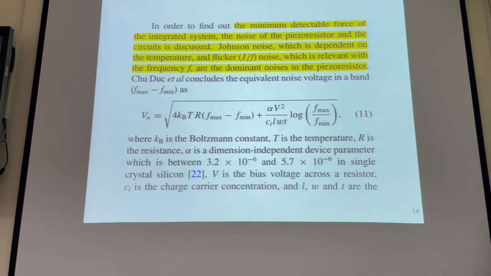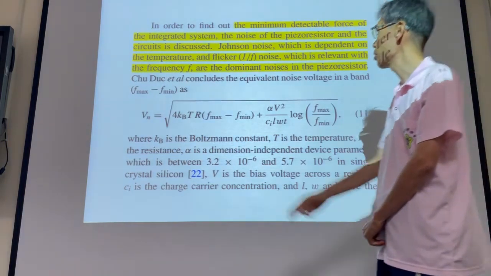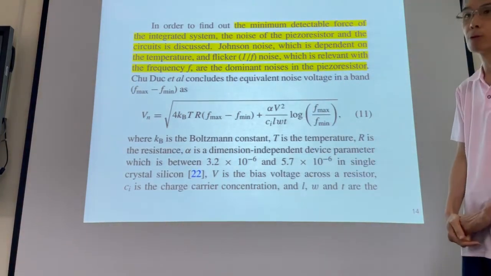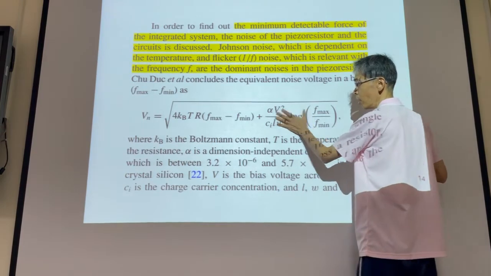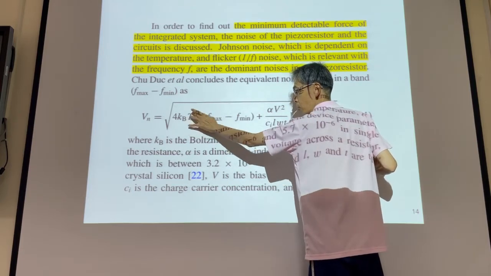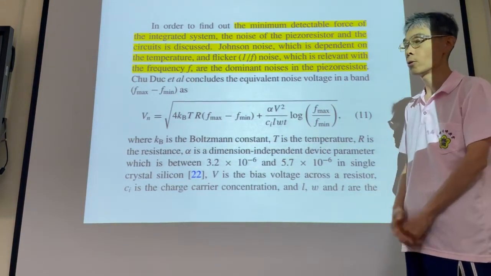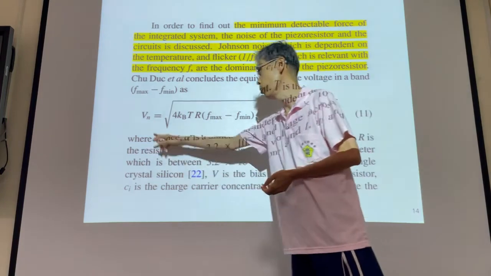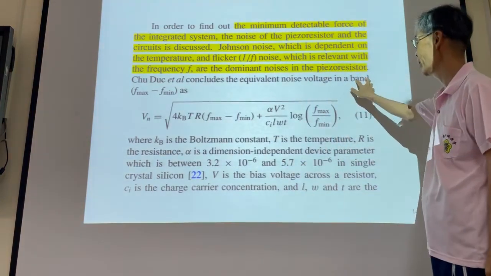Okay, thank you. For piezoresistor, we have two noises. One is thermal noise, Johnson noise, this one. And flicker noise related to the amplifier, the circuit. So we have flicker noise, we have Johnson noise. Johnson noise is related to the thermal, so temperature is here. So for piezoresistor, you can use this equation to estimate your noise in terms of voltage. This is the range of your operation, your operation band.